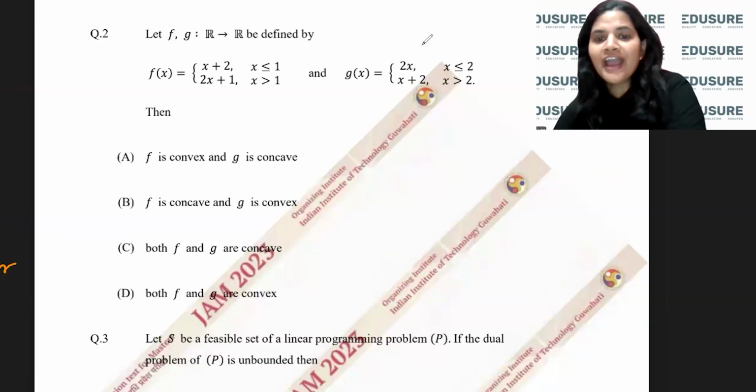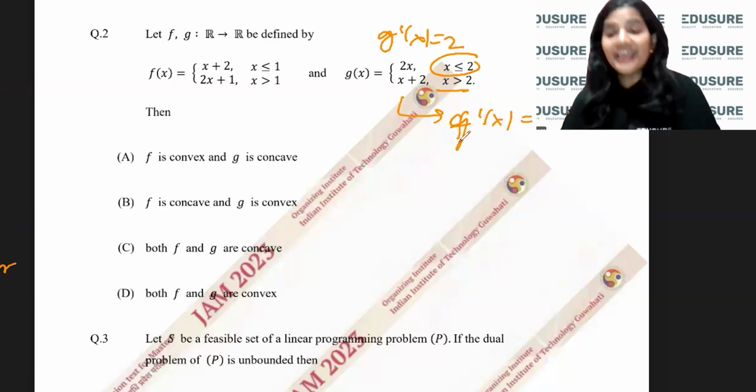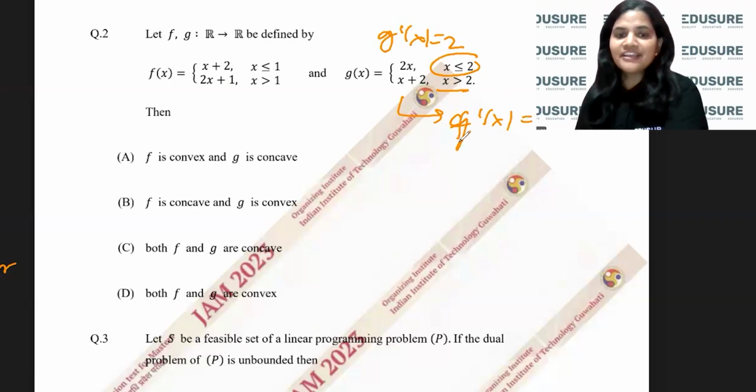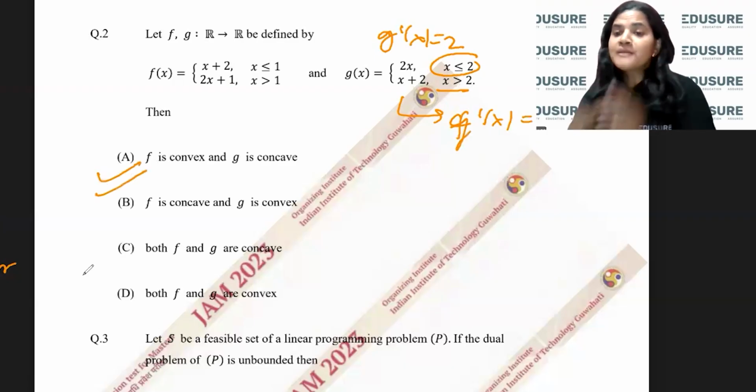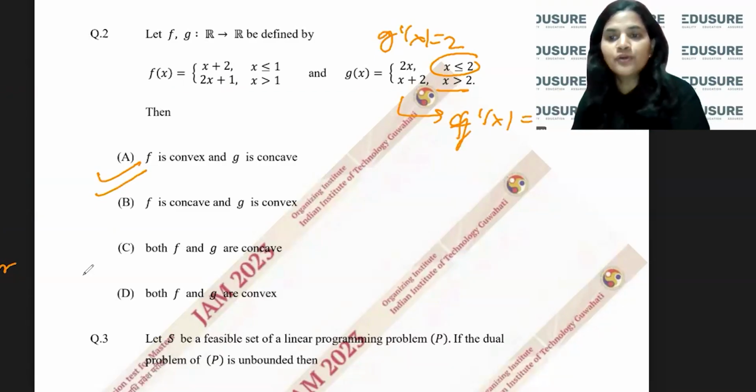So therefore, if you look at x less than or equal to 2, g dash x is 2. If you look at x greater than 2, g dash x is 1. So the derivative's value is decreasing as x is increasing. Therefore, g is a concave function. Same question, different way of looking at it. Whichever way you like, you can attempt questions. Convex and concave functions are not very difficult. You just have to remember the geometry and the definition, and you will be able to crack it.